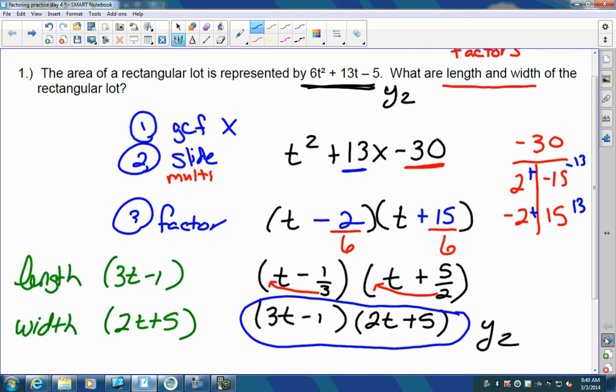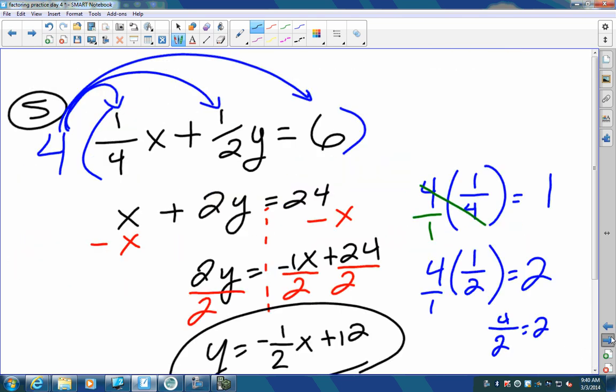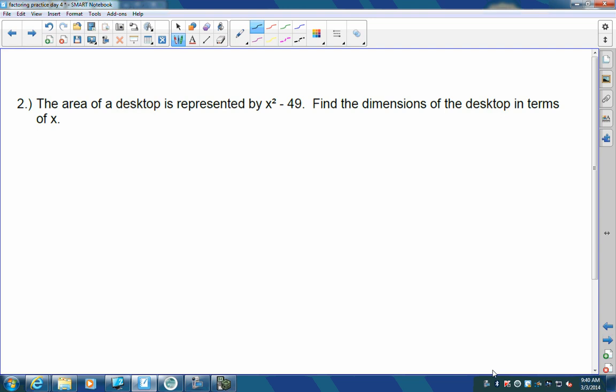Let's look at number 2. There we go. Now it says the area of a desktop is represented by x squared minus 49. Find the dimensions of the desktop in terms of x. This one is a special one. We could still do slide and divide, but what is it that I'm missing whenever we did slide and divide?